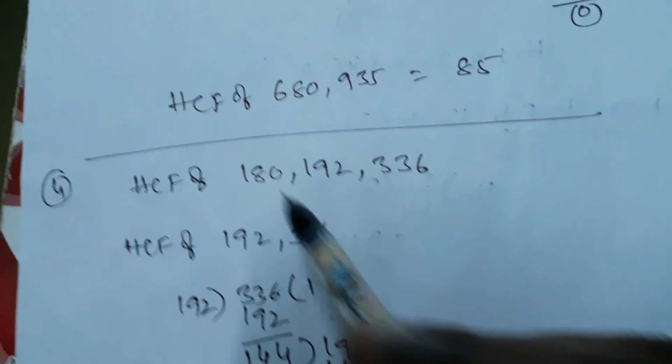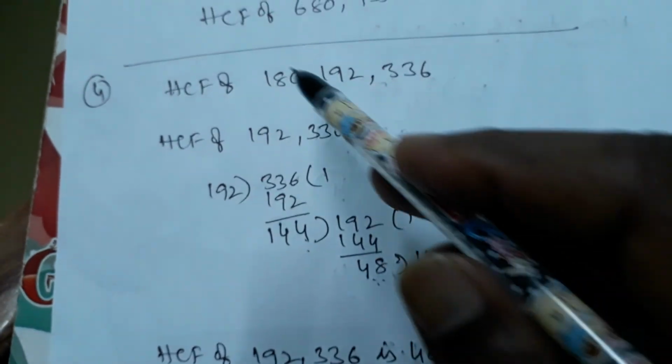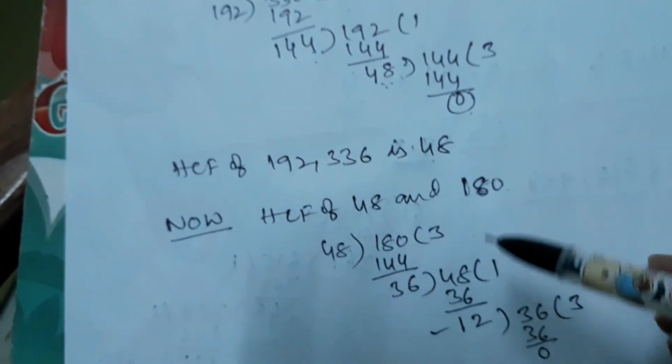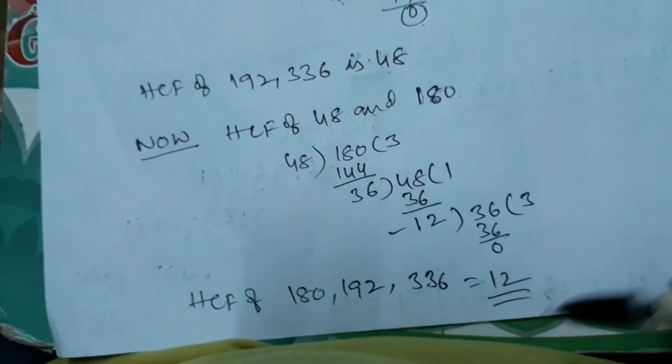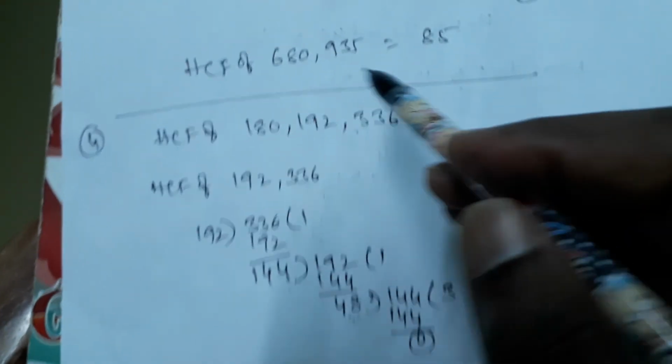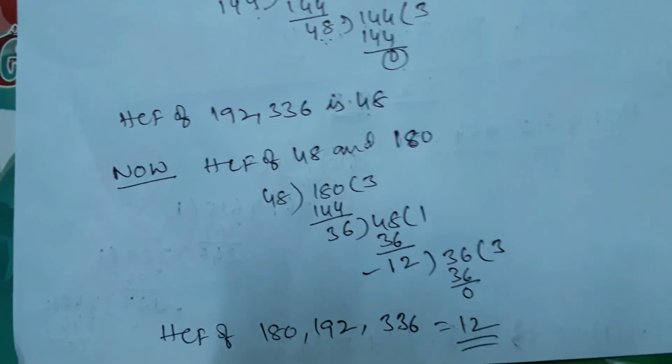Once again, first find the HCF of these two numbers. You got 48. Now with this answer, find the HCF with the next number, 180. Again find the HCF. The final answer is the HCF of the given three numbers. This is the method to solve HCF by the division method.